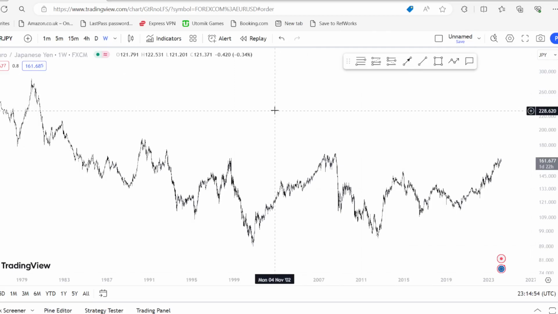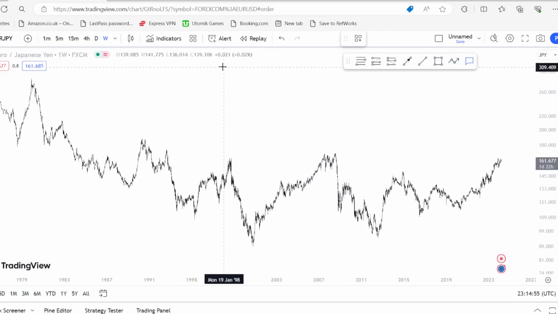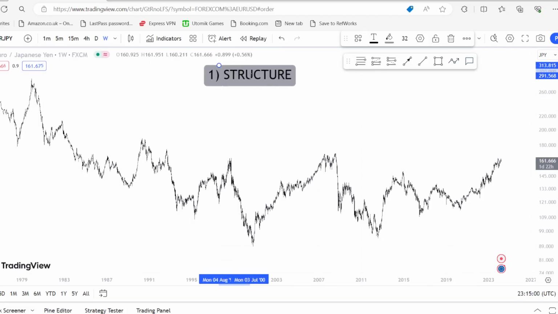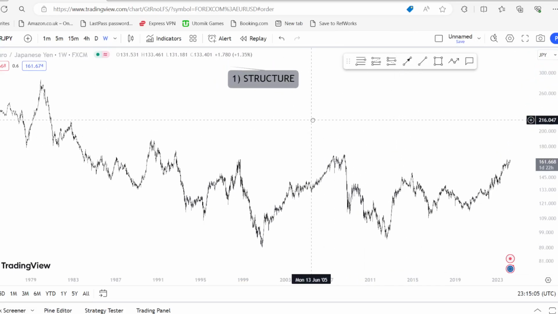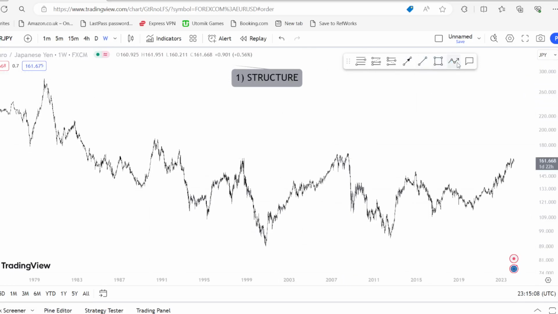When it comes to looking for a higher time frame bias, the first thing I'm going to be looking at is analyzing my structure. I want to see where the structural lows and the structural highs are in the market. Here's how we're going to begin. This is the weekly time frame of Euro Yen, and this is how I'm marking up.